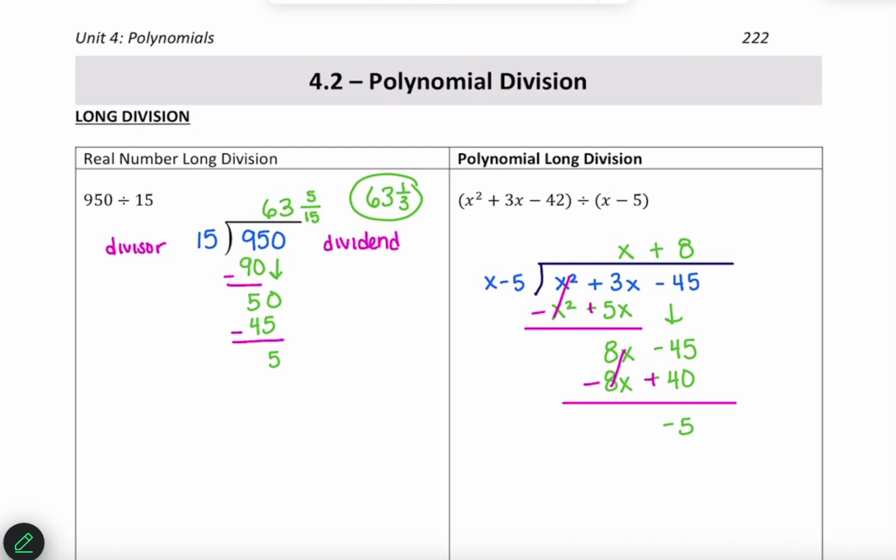And we're going to do the same thing. We're going to write the remainder as a fraction over the divisor. So that's going to be minus 5 over, our divisor is x minus 5. And if your remainder is 0, then your answer is just x plus 8. But if you have a remainder, you add it as an extra term as a fraction over the divisor. And that's how you do long division.